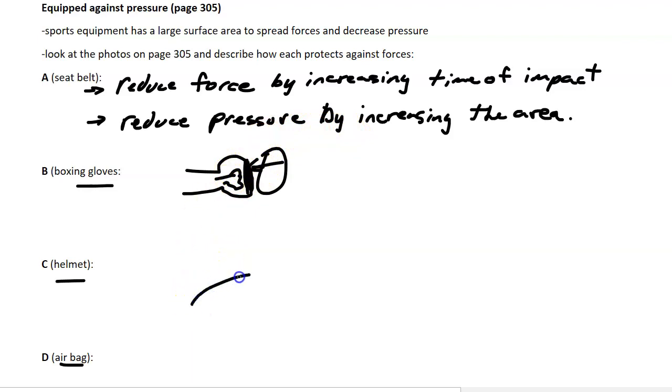In the case of a helmet, as first of all this blow lands, you're going to wind up increasing the amount of area that's going to be applied to your head. But as this helmet crumples, especially bicycle helmets, that's going to reduce the actual amount of force.